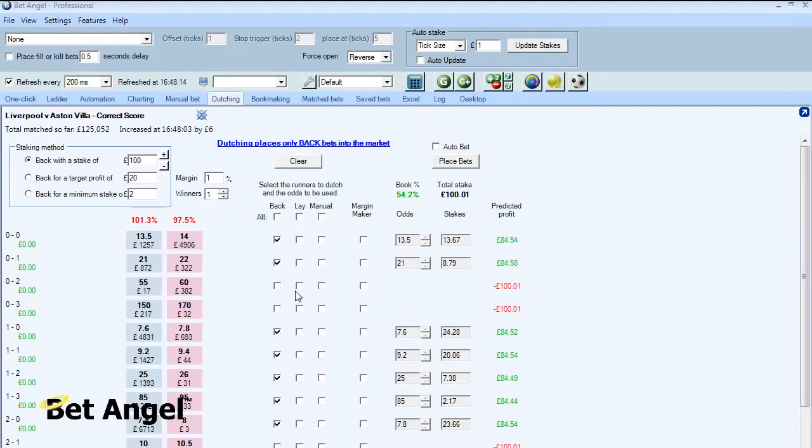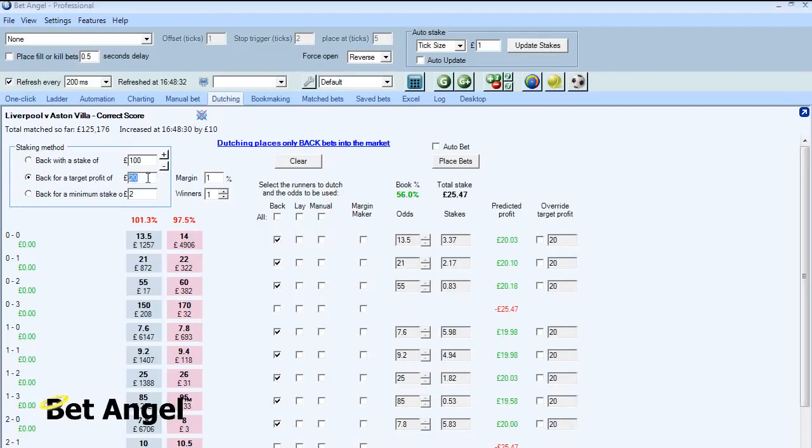If you feel that you should cover off 2-0 to Aston Villa, maybe we should cover that as well, but then you can see that that lowers the amount of money that you've got available here. So what you may want to do is back for a profit target. If we want to make £20 if any of these scores come in, we can click on back for a target profit of £20, and you can see here that BetAngel has worked out we need to stake £25 for a £20 payoff if this match ends 0-0, 0-1, 0-2, 1-0, 1-all, 1-2, 1-3, etc.